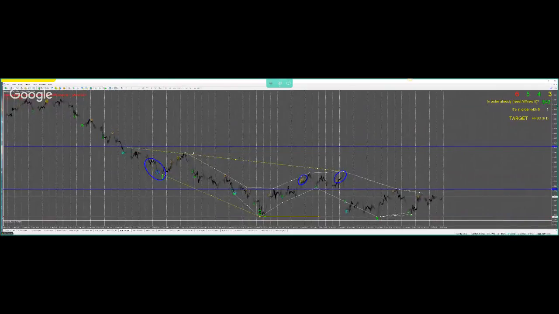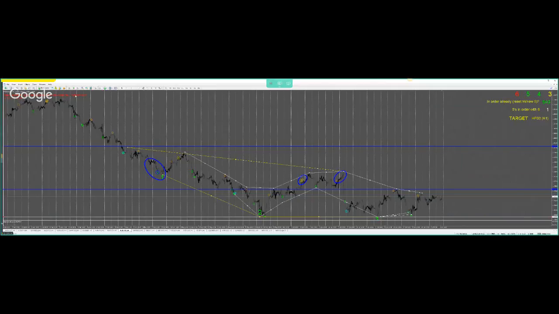The yellow lines represent higher highs, lower lows, and unfortunately no higher lows just yet on the fours: four long, four short, four long, four short. The other lines, the white lines, represent the threes, from this three short and from this three long. The white lines represent lower highs, higher highs, lower lows, and higher lows on the threes.